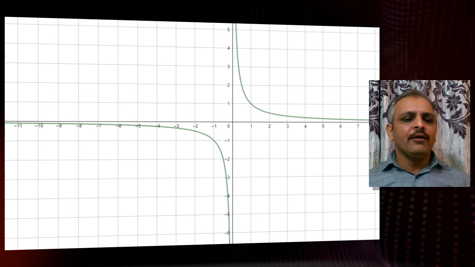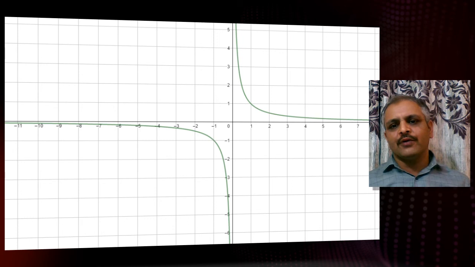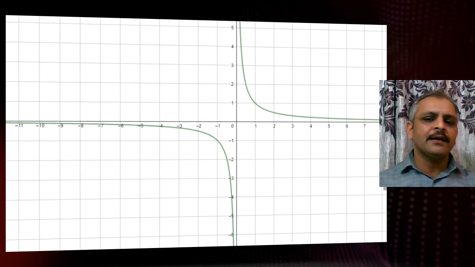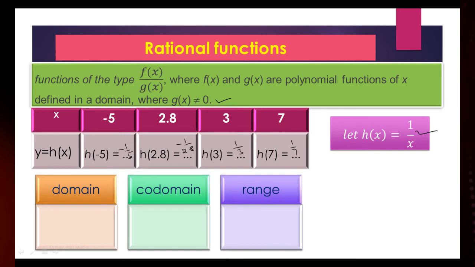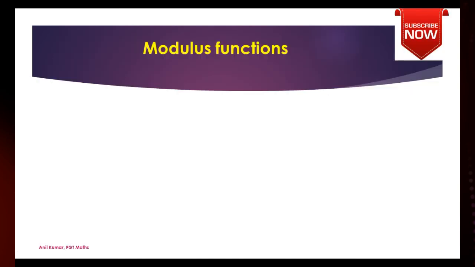So our domain will be all real numbers except 0. That denominator should not be equal to 0. And what will be the range? Range can be anything, but it will not be equal to 0. So domain is all real numbers except 0, codomain will be all real numbers, and range will also be all real numbers except 0. So we already stated in our condition that g(x) should not be equal to 0, that x cannot be equal to 0. Our next function is the modulus function.